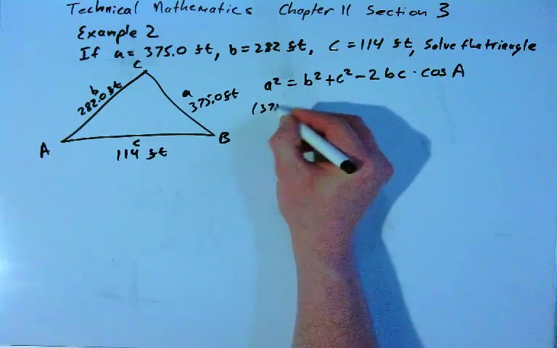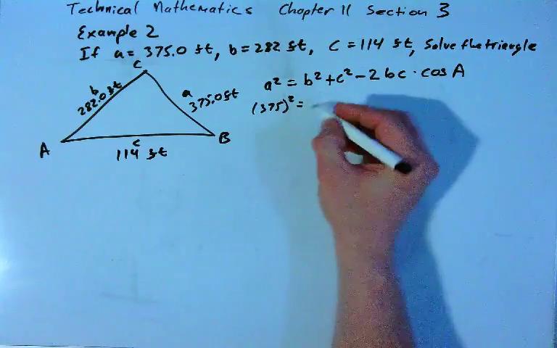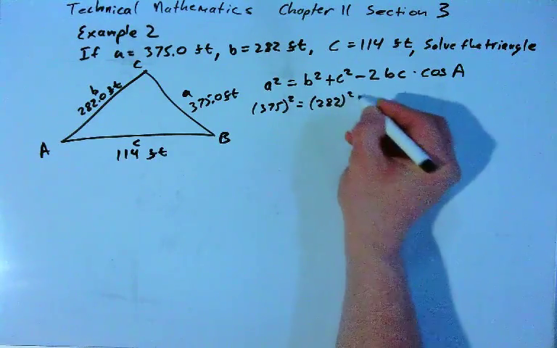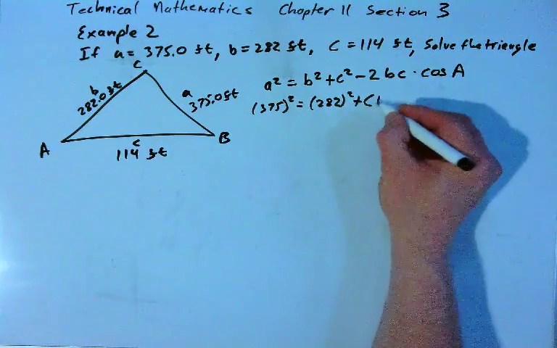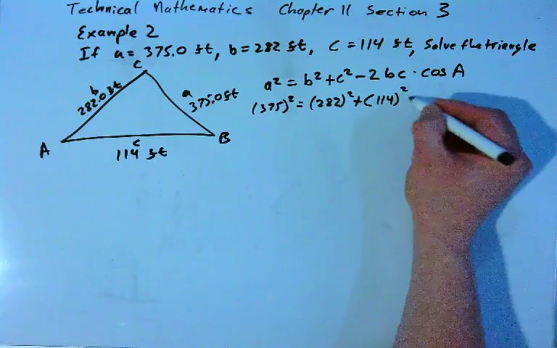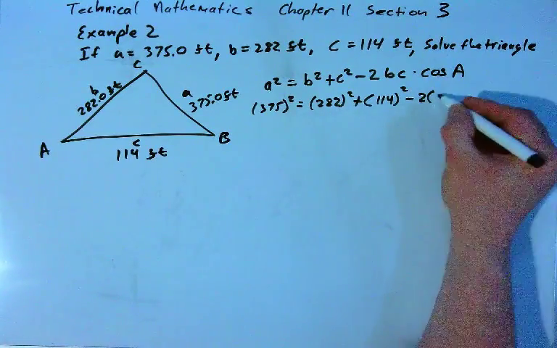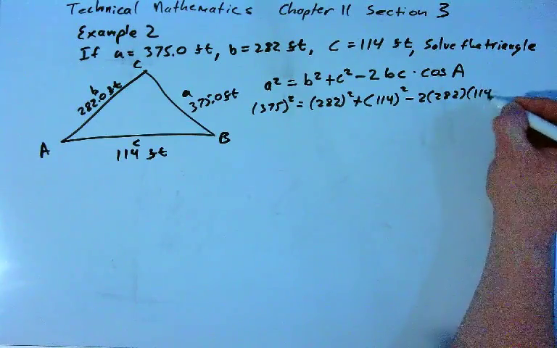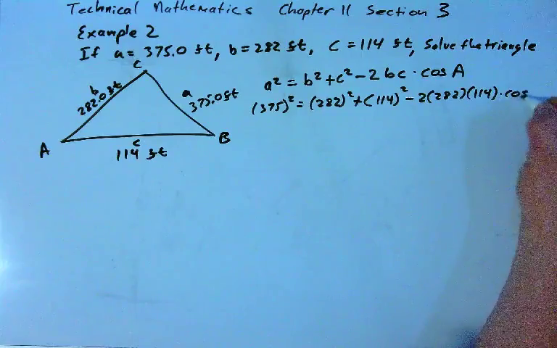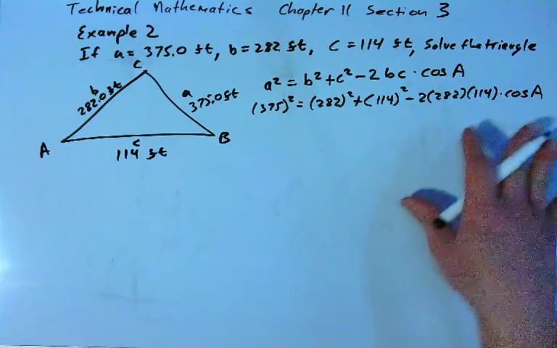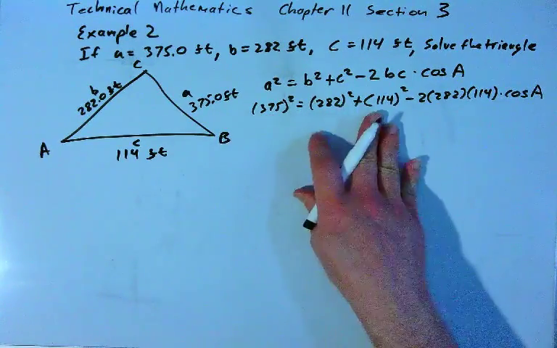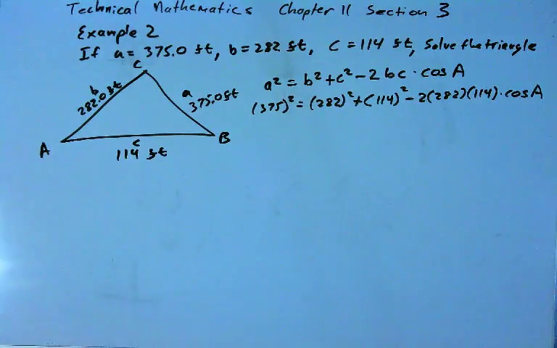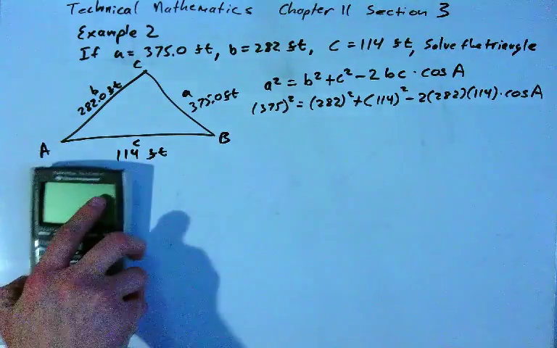A is 375 squared. B is 282, that's squared, plus C, which is 114, squared, minus 2 times B, which is 282, times C, which is 114, times the cosine of A. So I'm going to work out as much of this as I can. I'm going to go ahead and square these. I can go ahead and multiply 2 times 282 times 114 as well. And so that's what I'll do.